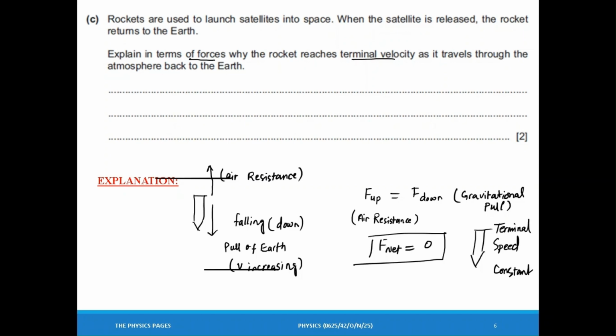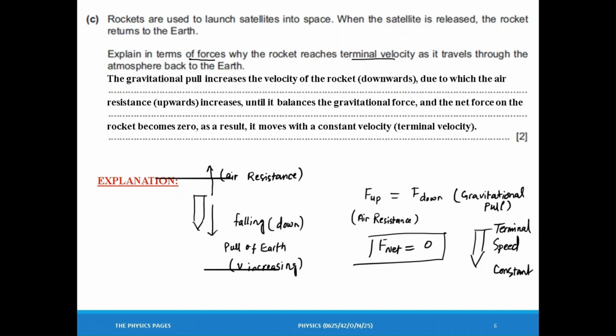So same thing as I mentioned here, what happened is the gravitational pull increases the velocity of the rocket downwards, due to which the air resistance upward increases until it balances the gravitational force, and the net force on the rocket becomes zero. As a result, it moves with a constant velocity named as terminal velocity.